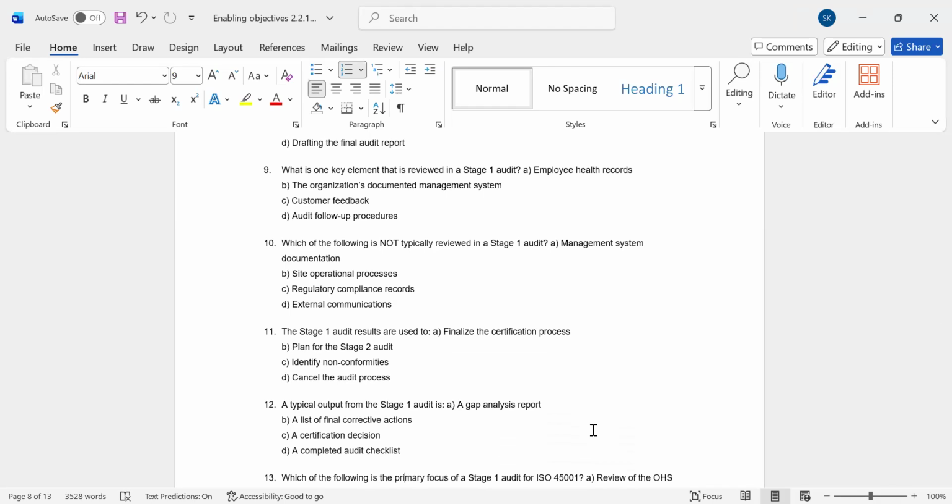Organizations have a documented management system. Yes. Stage 1 audit is totally dealing with the documentation. Okay, correct. That is what you people also did in the stage 1 report. Do all of you agree? Yes, sir. Sir, but my question: how many total stages are there for the audit?